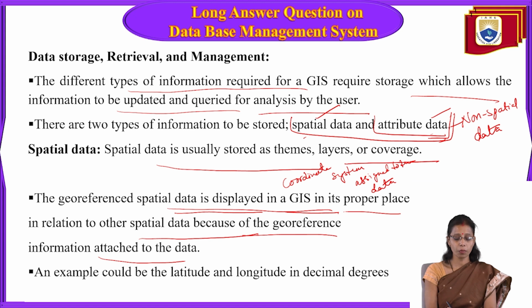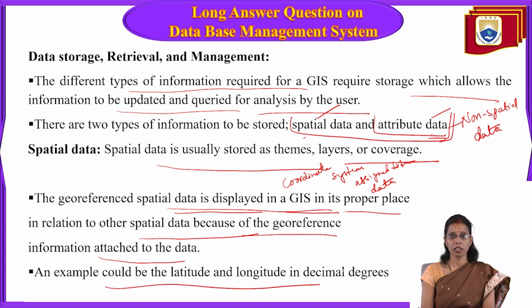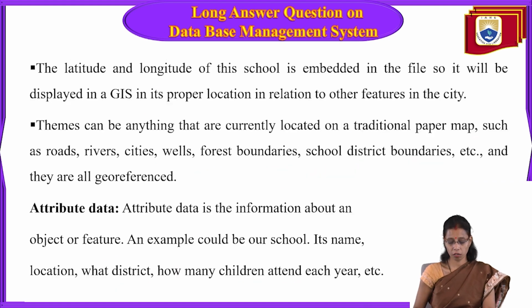An example could be the latitude and longitude in decimal degrees. These examples are latitude and longitude in decimal degrees. We use the latitude and the longitude in decimal degrees to georeference the information on the map. Now, the latitude and longitude.